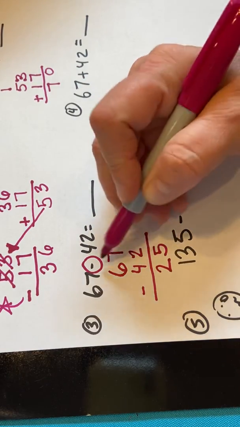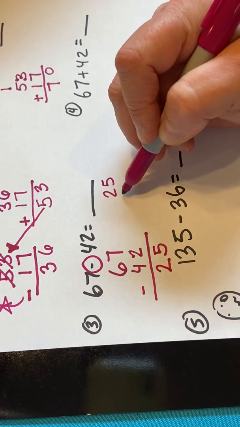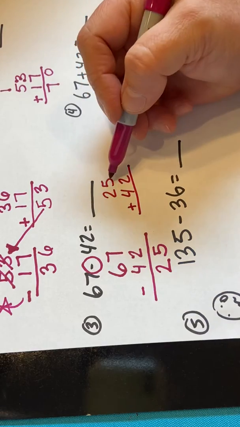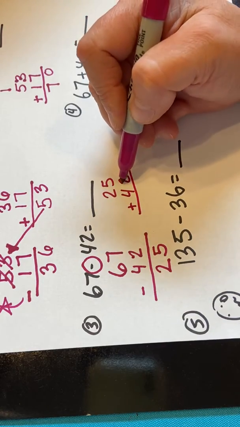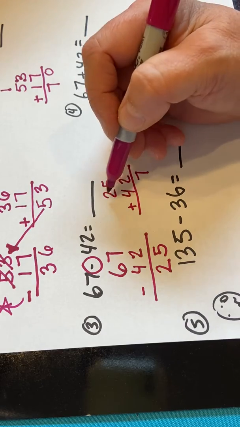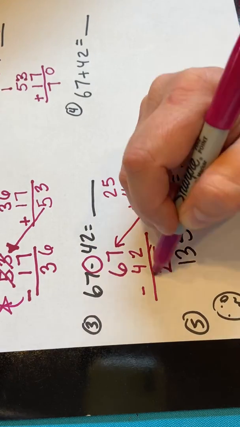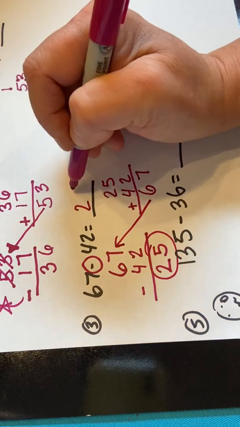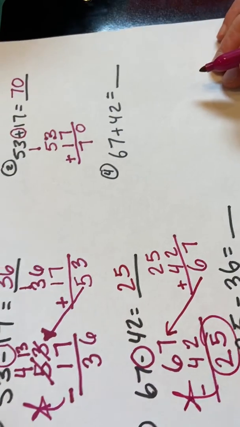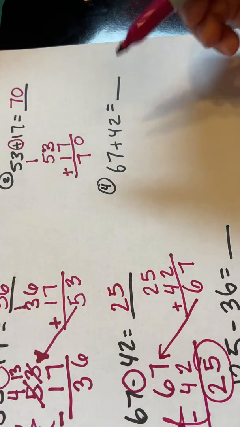And remember, we can add back up and get the original number. So we'll do 25 plus 42. 5 plus 2, 5, 6, 7. 4 plus 2, 4, 5, 6. Sure enough, so my answer is 25. Star. Okay. I'm only going to give myself a star for checking my work.